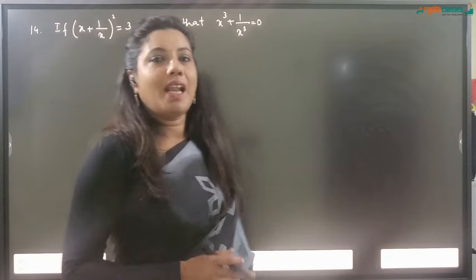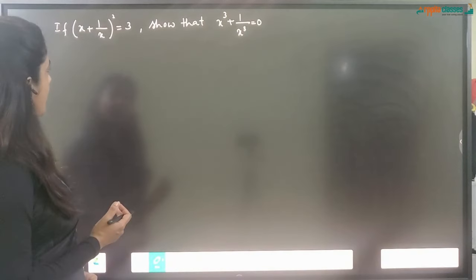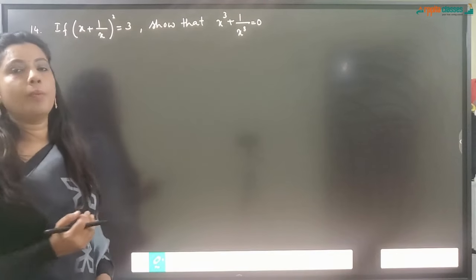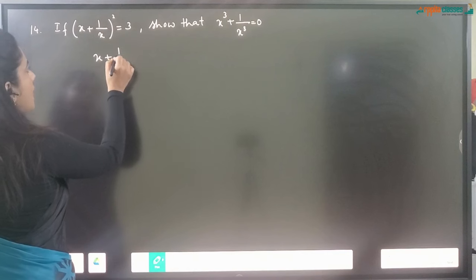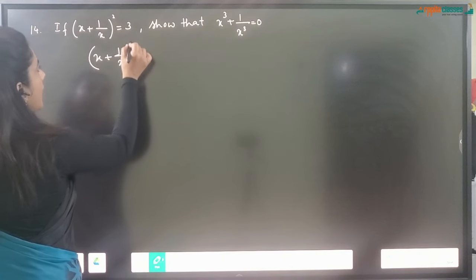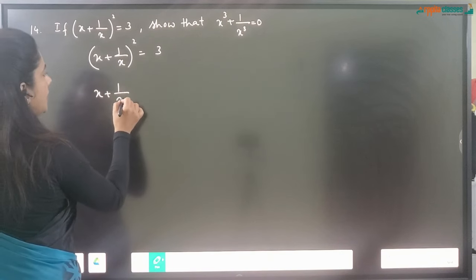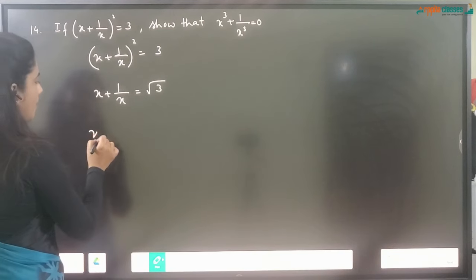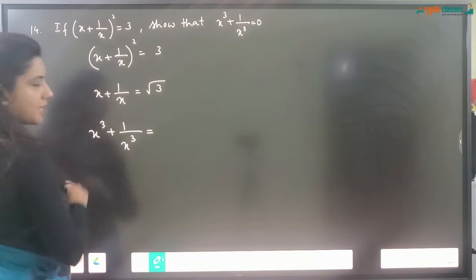So now we have come to the last question of this exercise, that is question number 14. If x plus 1 upon x whole square is 3, we have to show that x cube plus 1 upon x cube is 0. So x plus 1 upon x whole square is 3. Therefore, we get x plus 1 upon x is equal to root 3 first of all. Now, we have to find out x cube plus 1 upon x cube. We have to show that this is equal to 0.